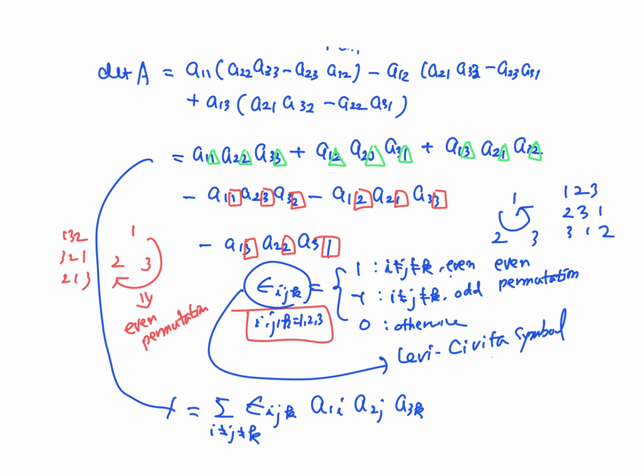So the 3 by 3 determinant is usually the first mental block for this semester. But if you can overcome this, then the rest are not that difficult.